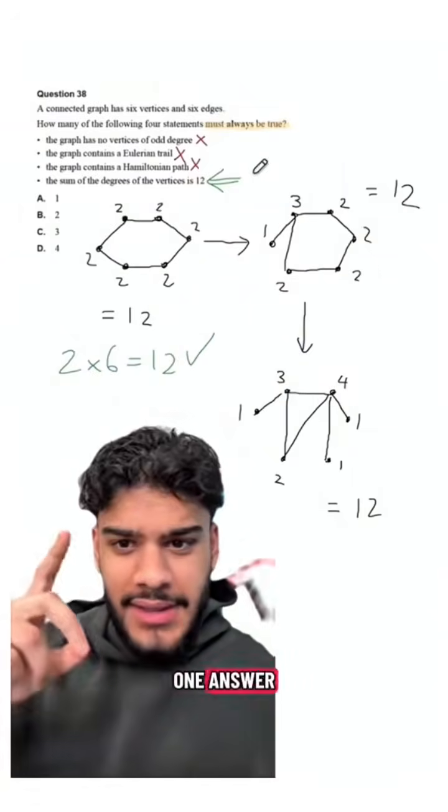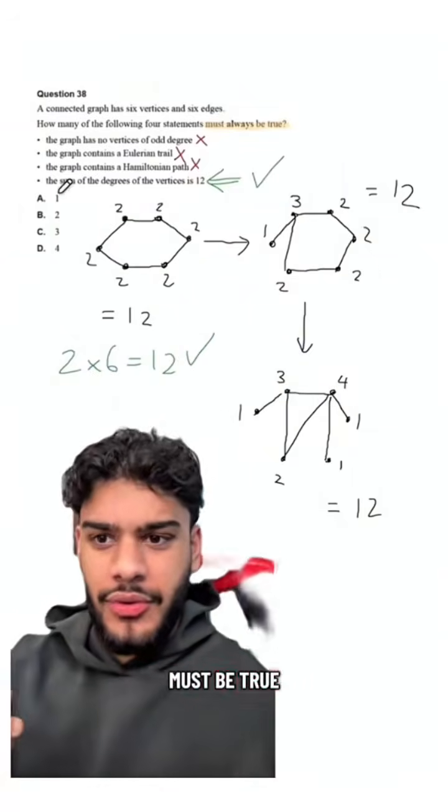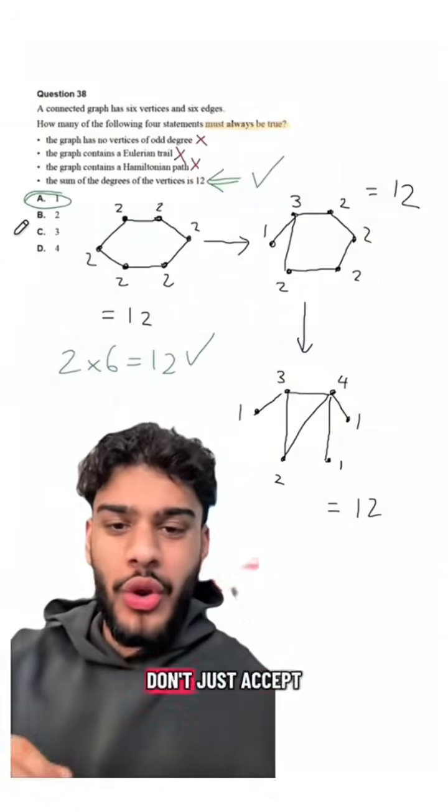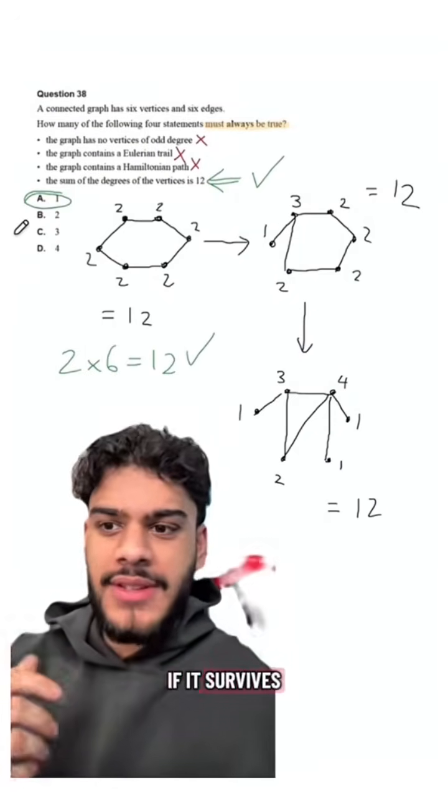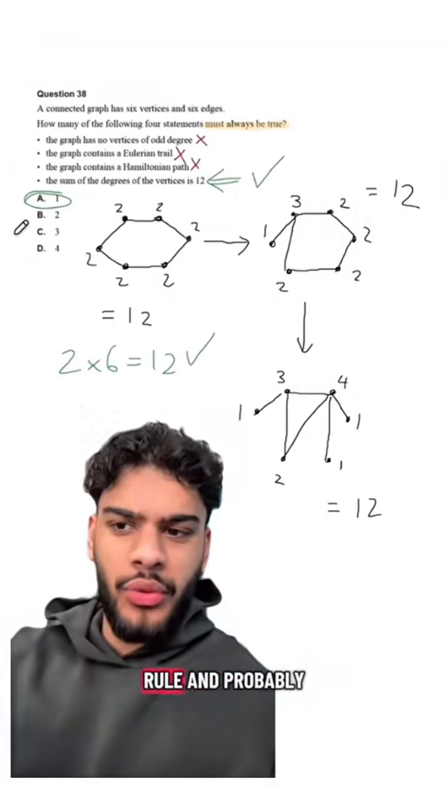So there's only one answer, and that is D. There's only one statement that must be true. So when you see always true, don't just accept it. Try to break it. If it survives every counterexample, it's probably a rule and probably always true.